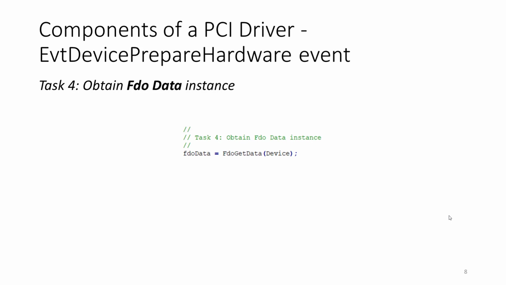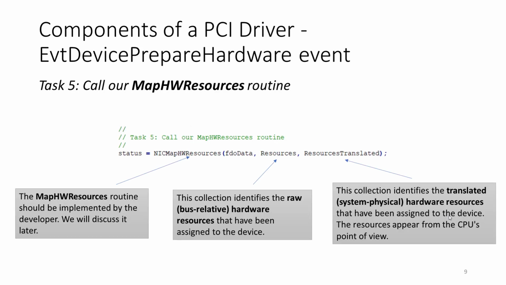Task number 4, obtain the Fdo Data instance. To obtain the Fdo Data instance, the developer needs to use the Fdo getData function. This function accepts a device handle as an argument. I will discuss this function in the future. Task number 5, call our own implementation of the MapHWResources routine.